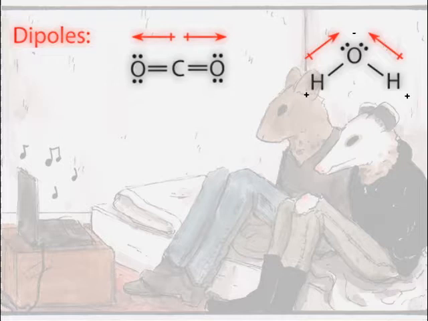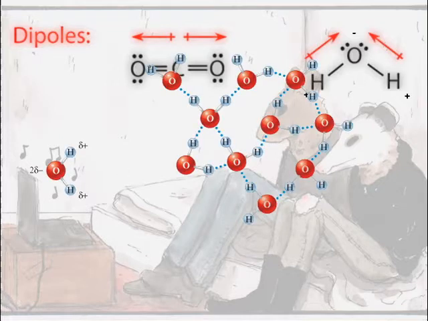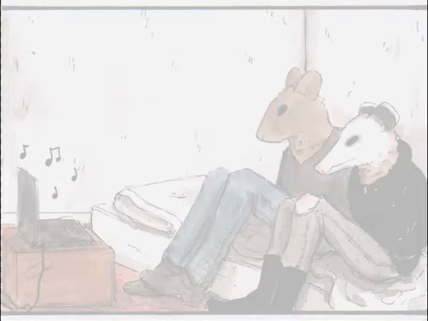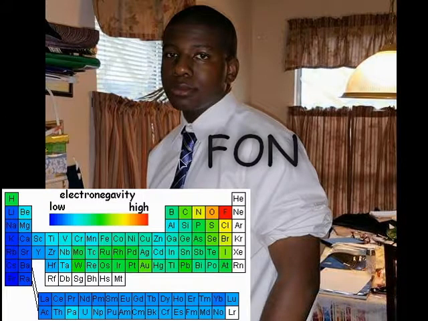A stronger dipole force would be hydrogen bonding, given here with water. Hydrogen bonding is given a separate name from dipole forces because hydrogen bonding is a particularly strong dipole force, whereas regular dipole-dipole forces are considered rather weak. Any neutral molecule that has hydrogen bonded to fluorine, oxygen, or nitrogen exhibits the relatively strong hydrogen bonding intermolecular forces. Other highly electronegative atoms can also be used.